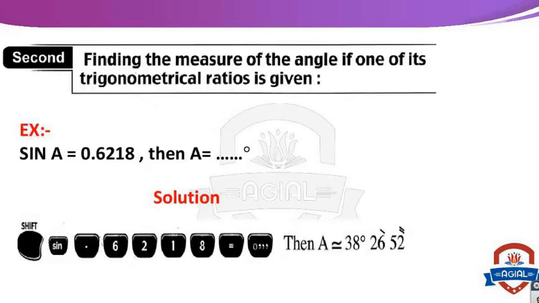Second, find the measure of the angle if one of its trigonometrical ratios is given. Sine A equals 0.6218. Then find the measure of the angle. Vice versa: sine A equals what? Find A. Okay? By using the calculator, shift sine. Very, very important: shift sine 0.6218 equals, press comma, equals. Then angle A equals 38 degree 26 minutes and 52 seconds.